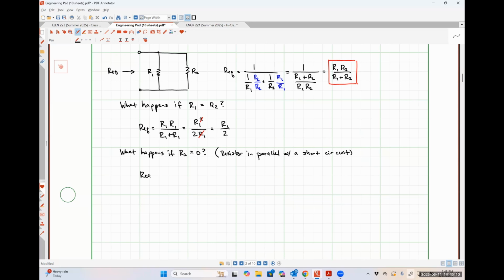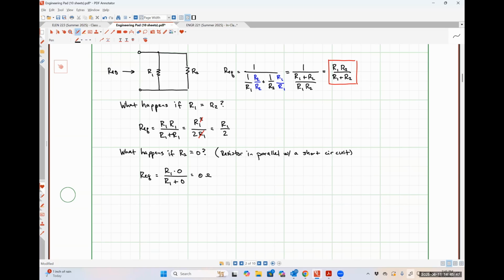So using my R1 times R2 over R1 plus R2 representation, if R2 is 0, then that's going to give us R1 times 0 over R1 plus 0, which just comes out to be 0 ohms. So essentially, anytime we have a resistor in parallel with a short circuit, the resistor doesn't matter at all. It's just going to look like the short circuit by itself.